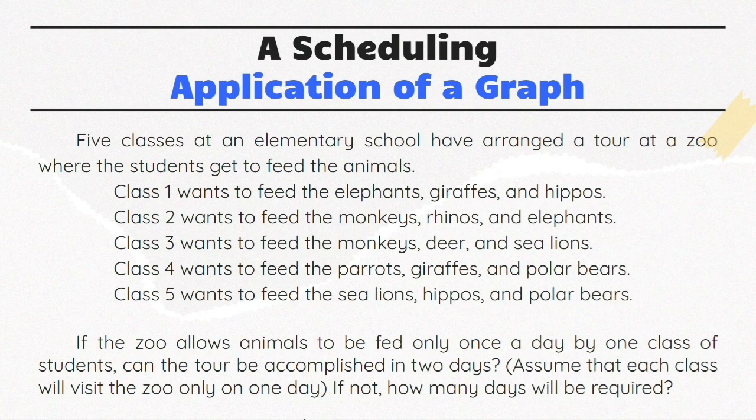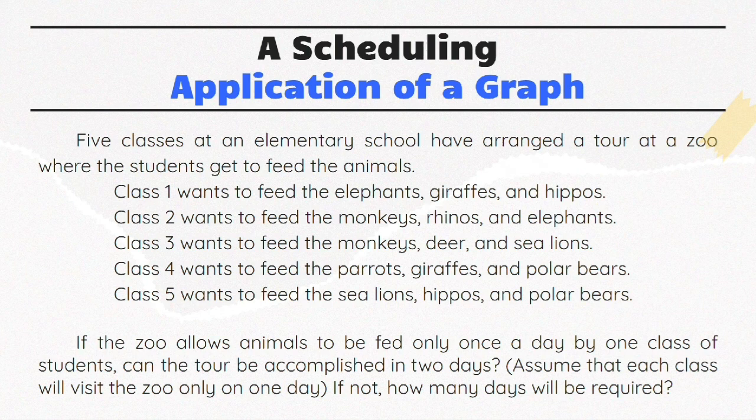Another example, we have 5 classes at an elementary school that have arranged a tour at a zoo where the students get to feed the animals. So these are the corresponding classes with the animals they want to feed. So the question is, if the zoo allows animals to be fed only once a day by one class of students, can the tour be accomplished in 2 days? Let's assume that each class will visit the zoo only on one day. If not, how many days will be required?